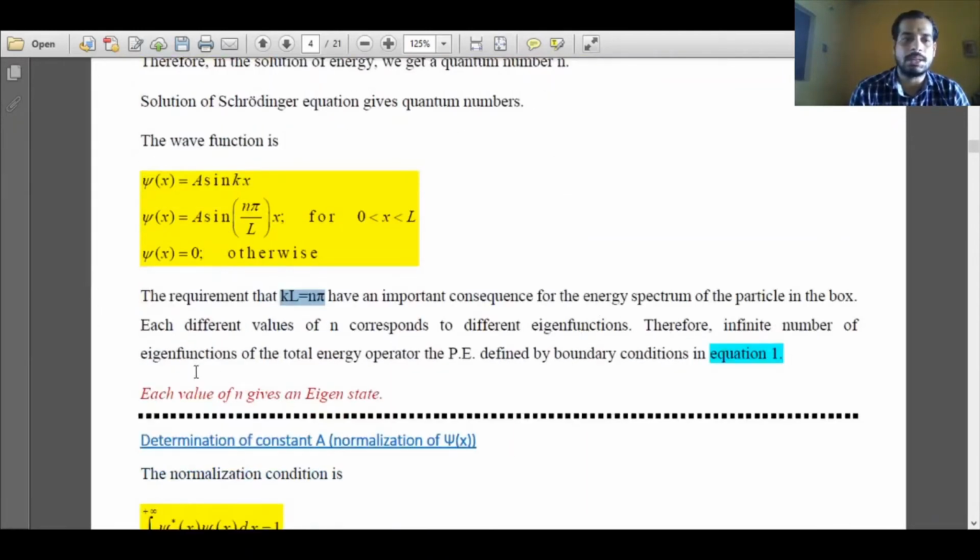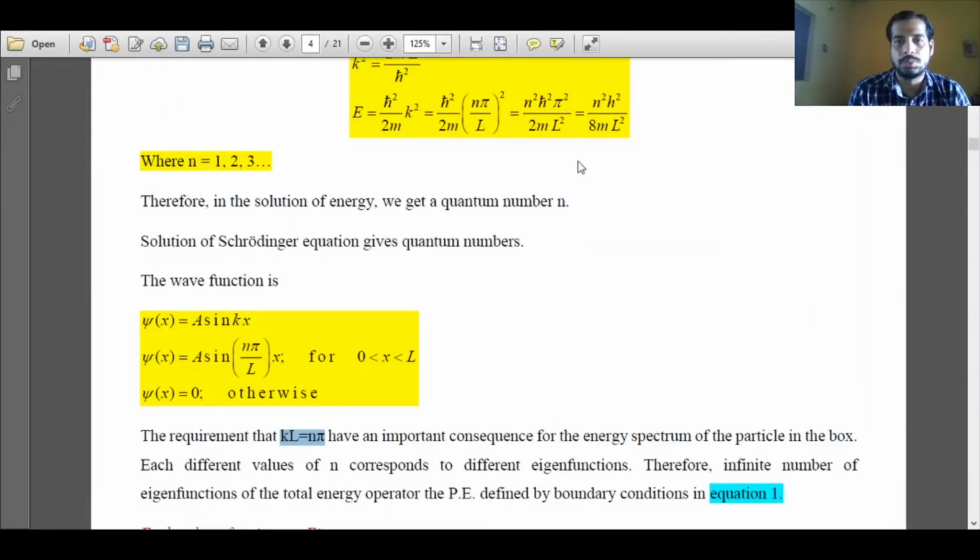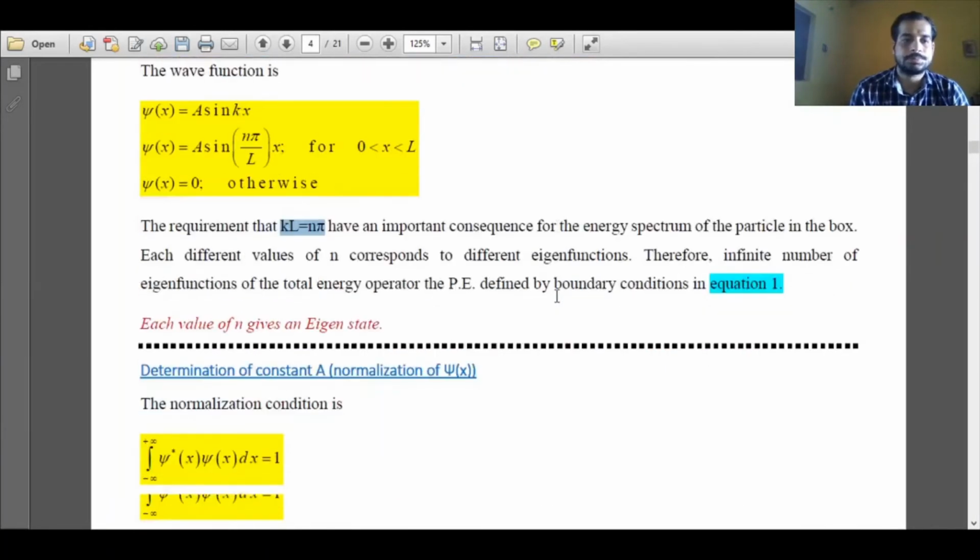Therefore there are an infinite number of eigenfunctions of the total energy operator. So we can get many energy values for the particle in the box, especially in region 2, because if n starts from 1 and goes up to infinity, many energy values are possible, and they are all called eigenstates.